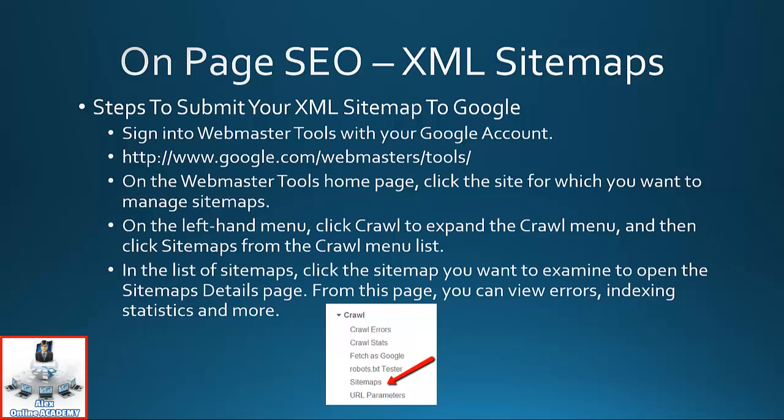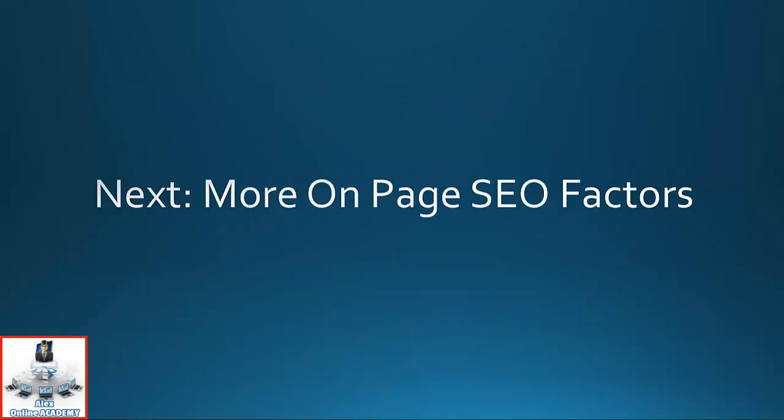From this page, you can view errors, indexing statistics, and more. So you can see an idea. This is on the left-hand side. If I'm logged into Google Webmaster Tools, you can see in my picture there. Click on Crawl. That will actually expand that menu, and then click on Sitemaps. And that's going to take you to the place where you submit your sitemap that you created using the third-party tools.